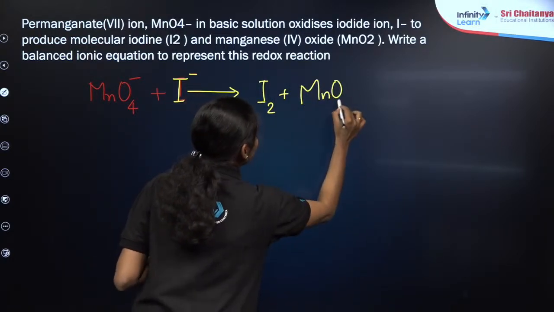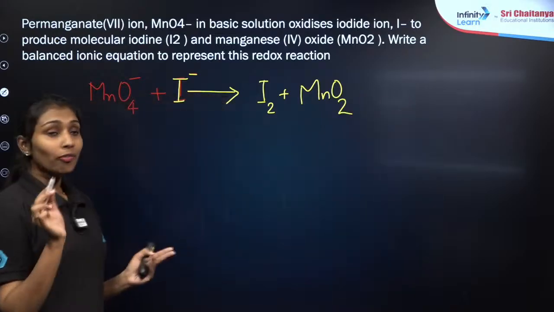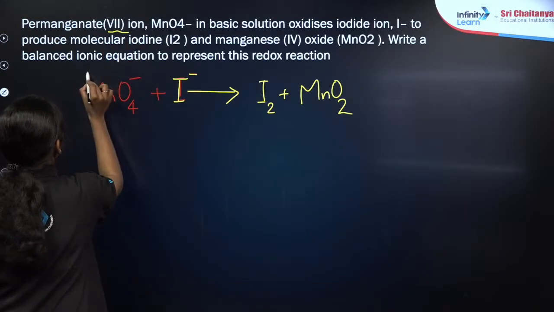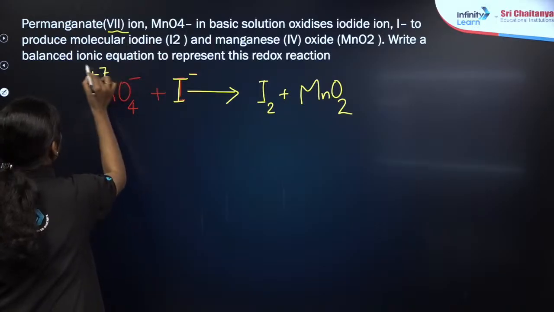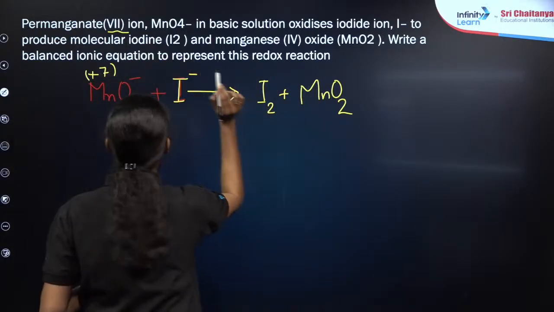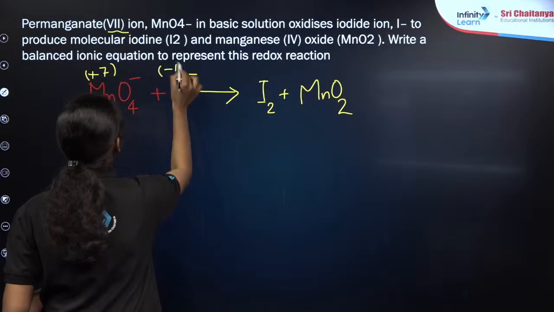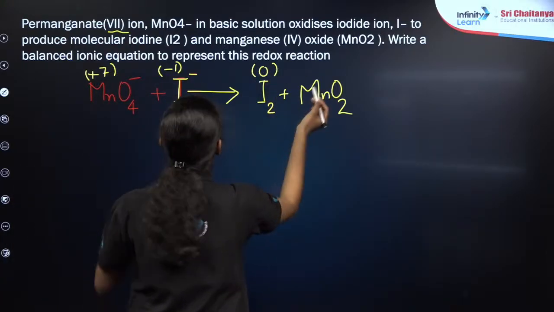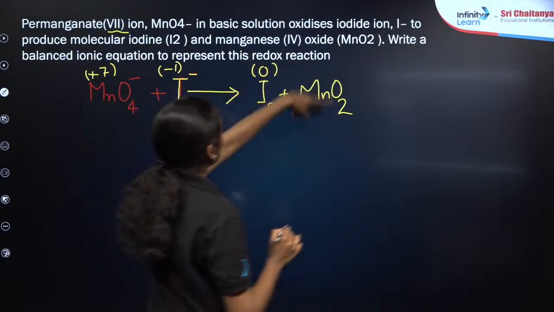The benefit of this question is that you don't have to calculate the oxidation number here, which is already given. For permanganate ion, this is plus 7. Then for iodide ion, it is minus 1. For iodine, it is 0. Then for manganese dioxide, MnO2, it is plus 4.